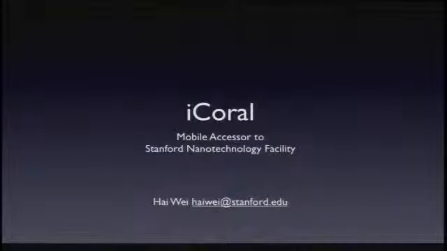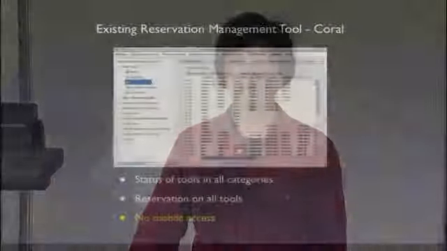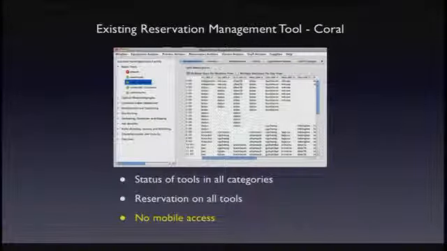Good afternoon, everyone. My name is Hai. The app I worked on is called iCoral. It's a tool that allows you to access the machine calendar and the status of all the equipment in the Stanford Nanotechnology Facility. The existing reservation management tool for all the equipment in SNF is called Coral. It can only run on desktops or laptops, but not on cell phones or mobile devices. With this tool, you can check the status of the tools in all categories, make reservations, and check the existing reservations on all tools.